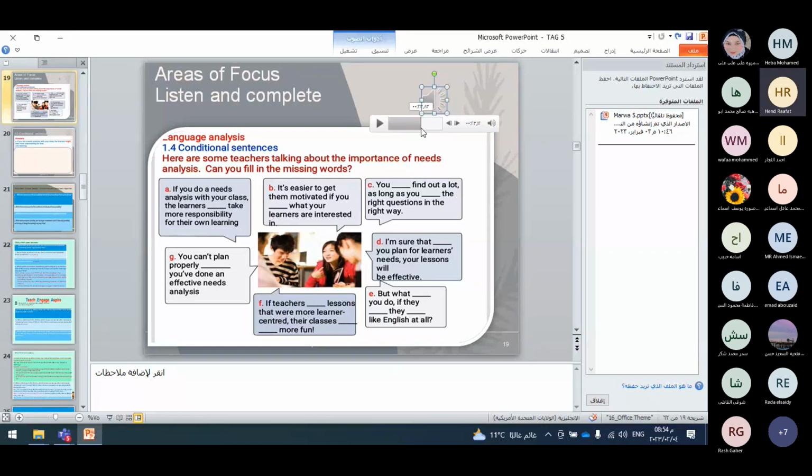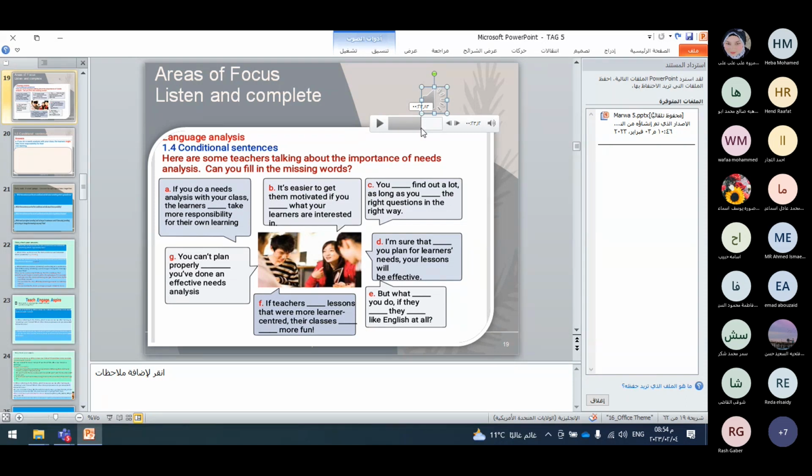There is like an echo. Can and ask. So you can find out a lot, as long as you ask the right questions in the right way.